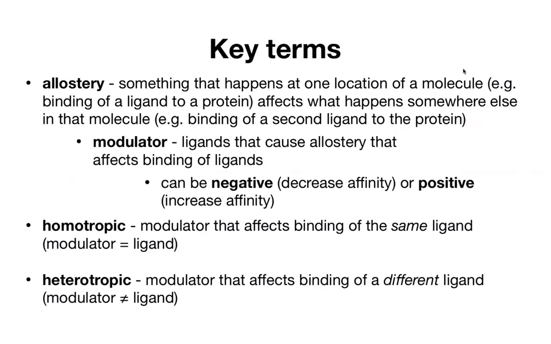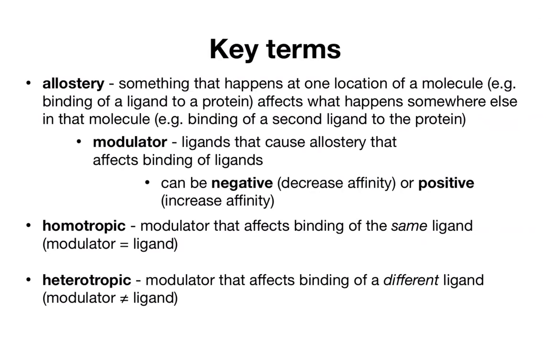We had allostery. That was something that happens at one location of a molecule, such as the binding of oxygen to one of the sites, that affects what happens somewhere else in that molecule, such as making the hemoglobin change shape so that those other binding sites have a higher affinity. We can use the term modulator to describe a ligand, so a binding partner that causes allostery and affects the binding of ligands. This can be negative, which would mean that its binding decreases affinity for subsequent ligands, or positive, whereas it increases the affinity for subsequent ligands to bind.